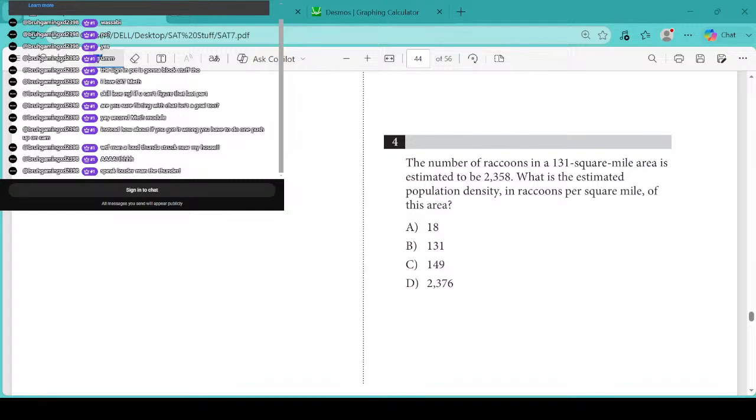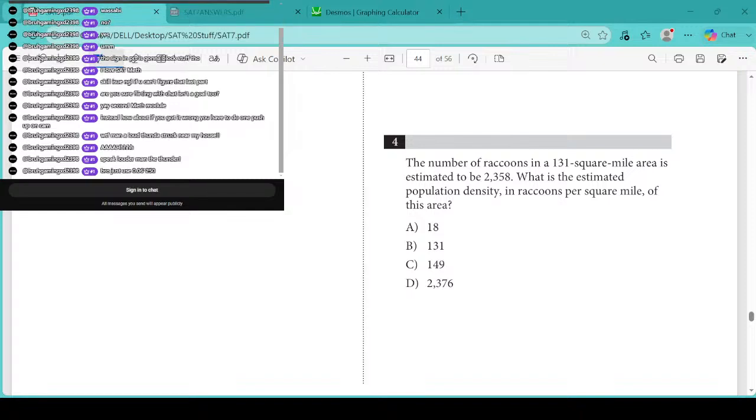Oh, chat, you need me to speak louder because of the thunder? Yeah.